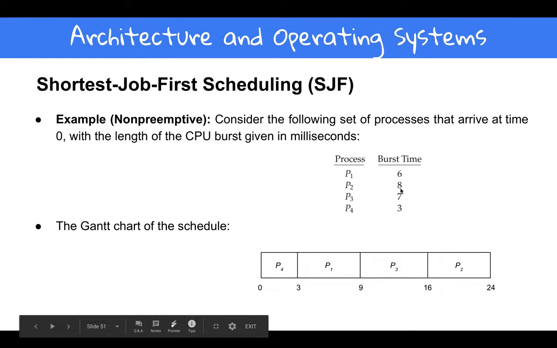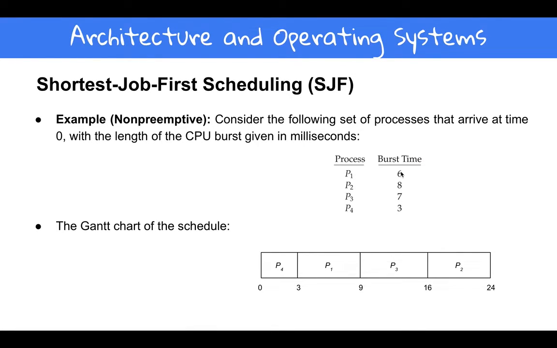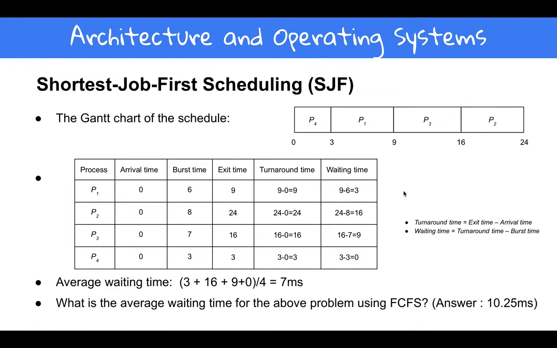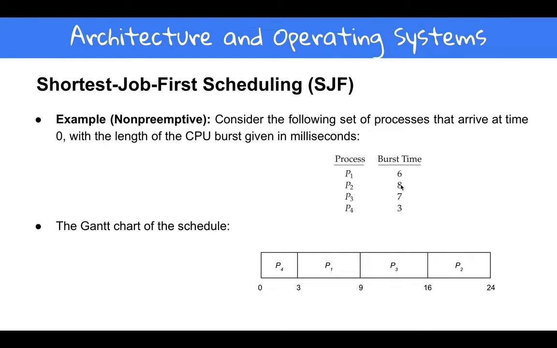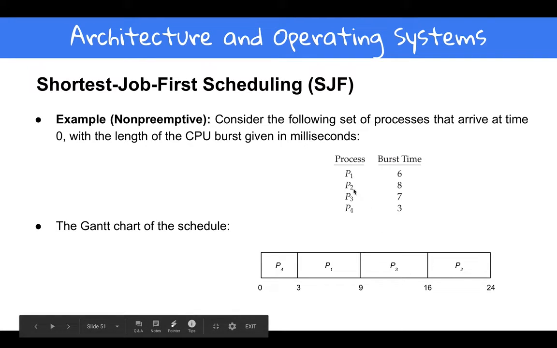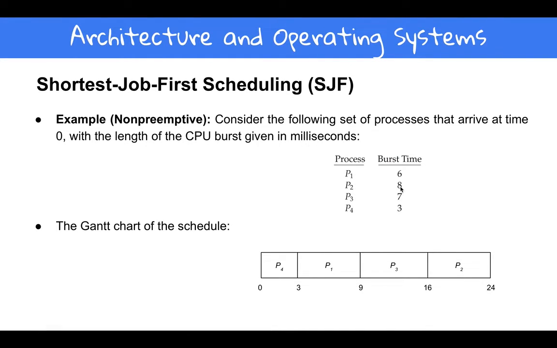So we don't have P1 and P4 in the ready queue, and we've got to choose between P2 and P3. Which one? Definitely P3, because 7 is less than 8. So we give the CPU to P3. And as you see, P2, which is the longest process, we give the last place to this one.